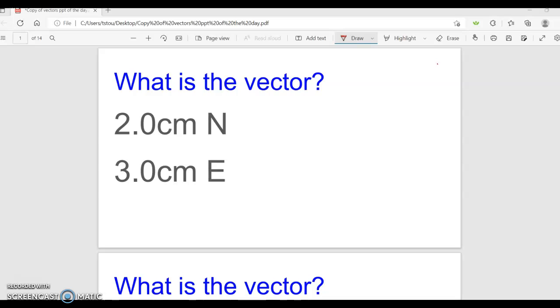So we're going to look at a vector, and a vector is just a direction with some sort of magnitude. So lots of times we'll use velocity as a vector. It's a vector because you're moving at a certain speed, velocity, but it's in a certain direction because velocity is about direction. So let's look at 2 centimeters north, and then we've got 3 centimeters east.